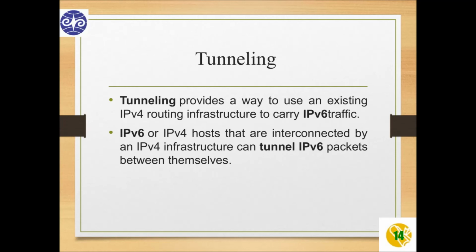Point number 1, tunneling provides a way to use an existing IPv4 routing infrastructure to carry IPv6 traffic, and IPv6 or IPv4 hosts that are interconnected by an IPv4 infrastructure can tunnel IPv6 packets between themselves. So in this way, if we use IPv6 based traffic and the existing network is IPv4 based, IPv6 data traffic can be transmitted with the help of tunneling.